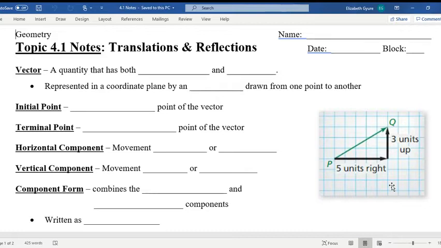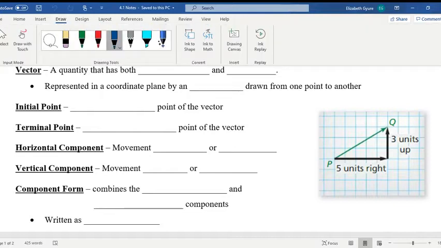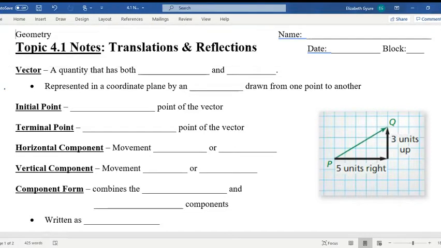The first vocab word we need to know for this is called a vector. A vector is a quantity, like a number, that has both size and direction. Okay, so it is a quantity that has both size and direction. It's like what you move a shape around with. You move it with a vector.